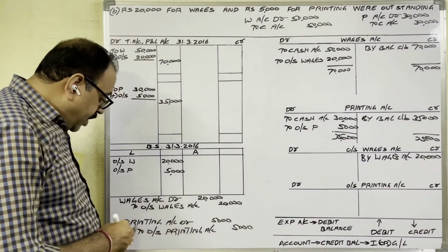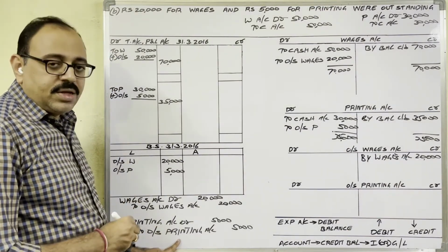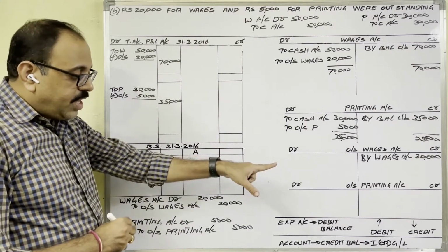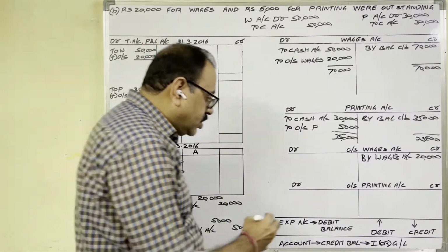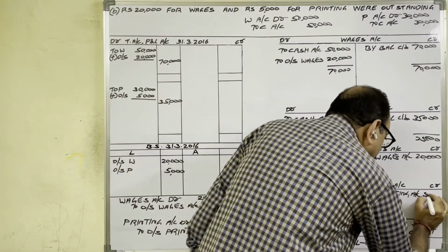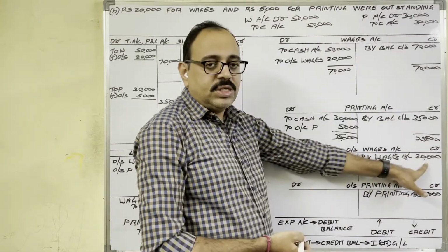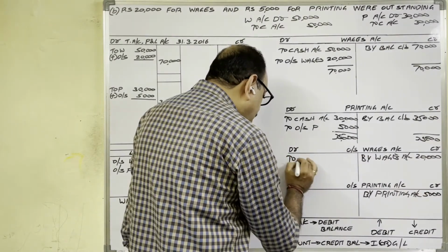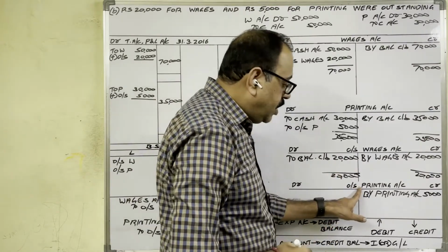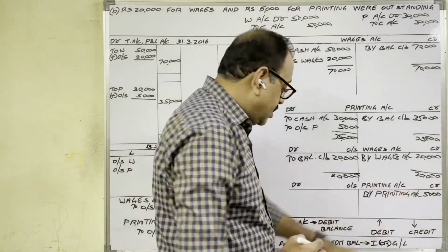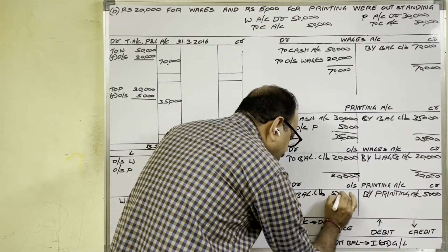See the second entry, printing account debtor to outstanding printing account. Outstanding printing account is credited. Therefore, in outstanding printing account, credit side we should post this entry. We should write by printing account, amount 5,000 rupees. Then which balance do these two accounts show? Credit side 20,000 is there, means balance carried down comes on debit side, two side totals. In outstanding printing account, credit side 5,000 is there. Then balance carried down comes on debit side, 5,000 rupees, two side totals.